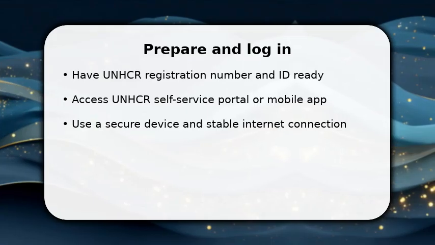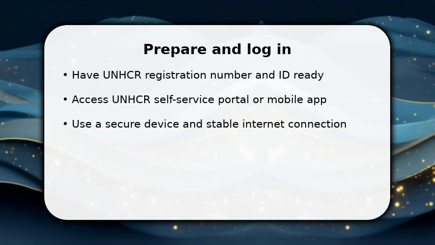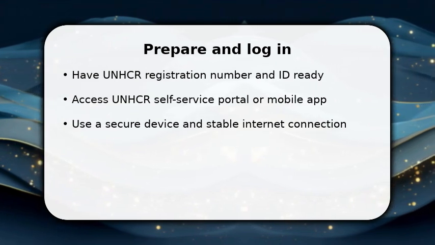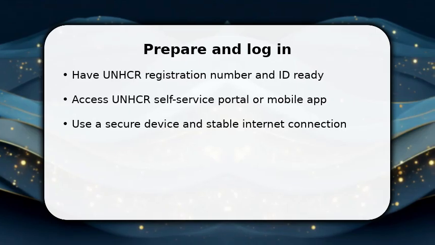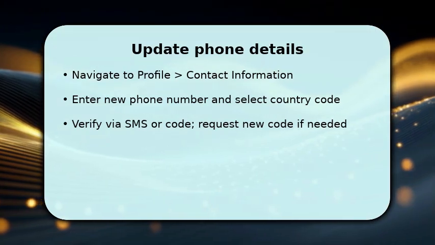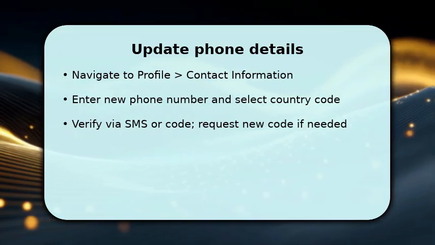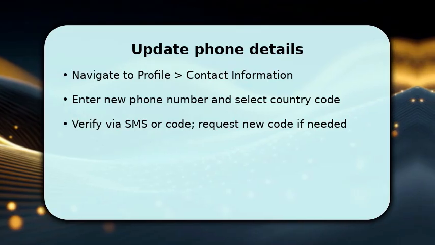Make sure two-factor methods are set up if prompted. Don't skip verification steps. They prevent delays and ensure the system accepts your upcoming phone number change. You navigate to Profile and then Contact Information, where phone fields appear. Enter the new number with the correct country code and choose whether it's primary or secondary.